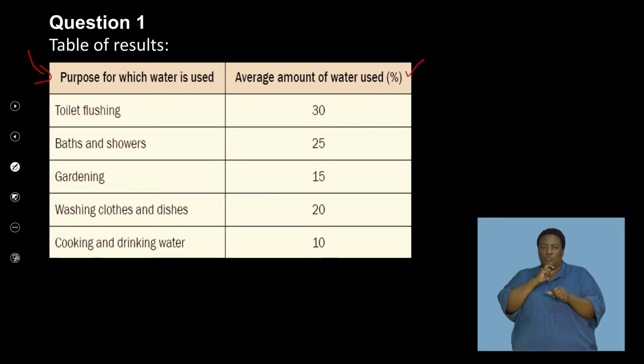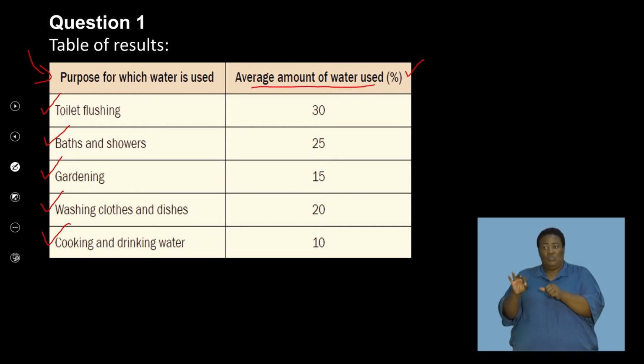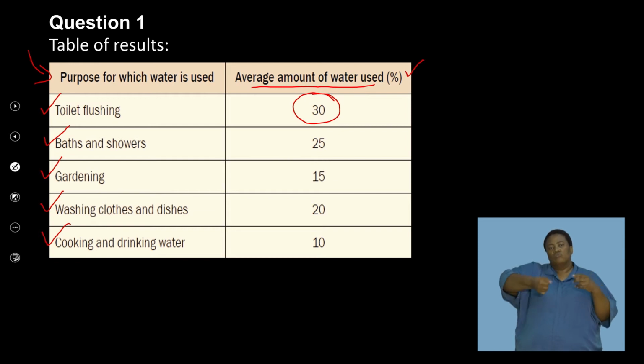And so this information was collected for 1, the flushing of toilets, 2, baths and showers, 3, gardening, 4, washing clothes and dishes, and cooking and drinking water. And they measured that average amount of water as a percentage of what these households used. So if you look at the data table, you will see that there's a large percentage of water that's being used for flushing. And then we see a significant amount, almost a quarter of the water used in their households, was used for baths and showers.